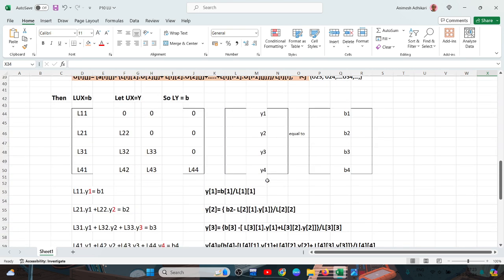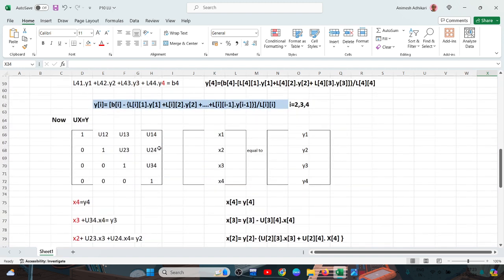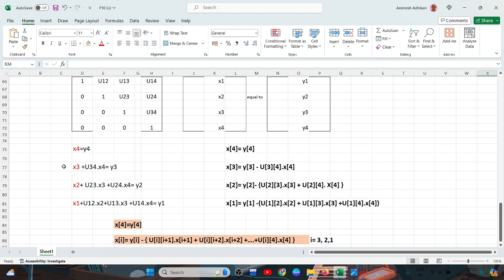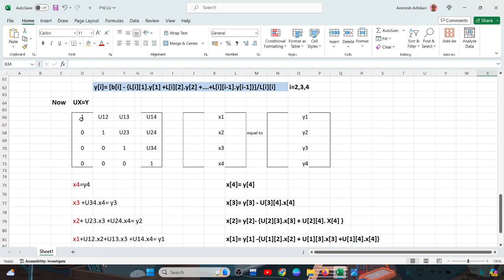And next, we have Ux equal to y. So U equal to the upper triangular matrix, x equal to x1, x2, x3, x4. We have to determine the values of x, and this is the y. Already we have determined y in the previous section, and also we have determined this upper triangular matrix U. So the unknowns are x, easily determined from this set of equations. This is the back substitution. First row equal to y1, second row equal to y2, third row equal to y3, and fourth row equal to y4.